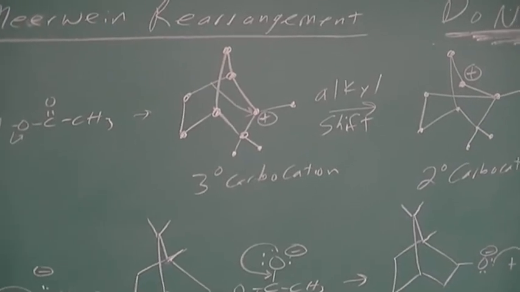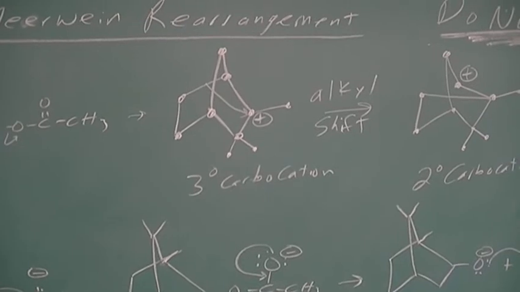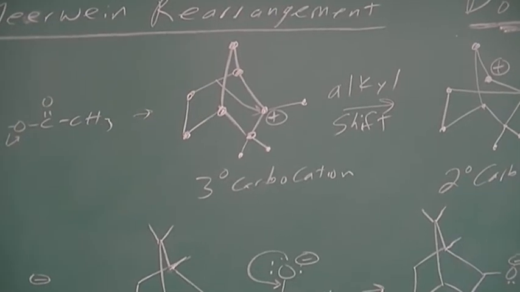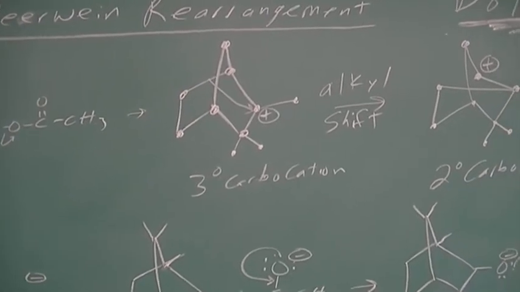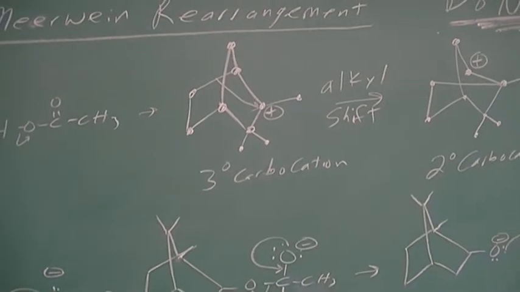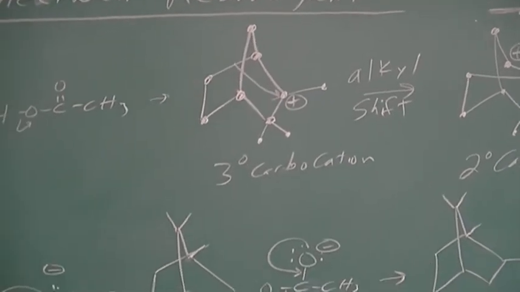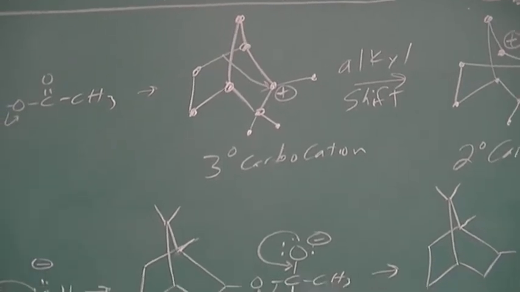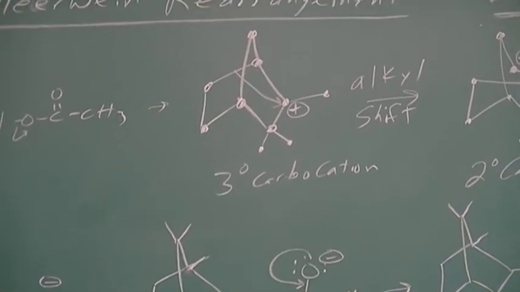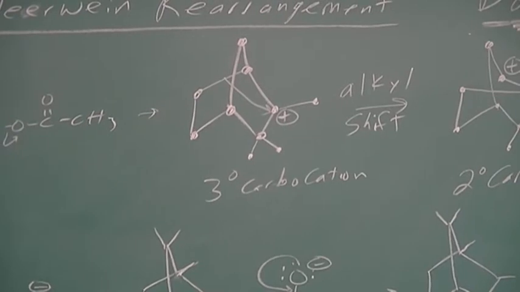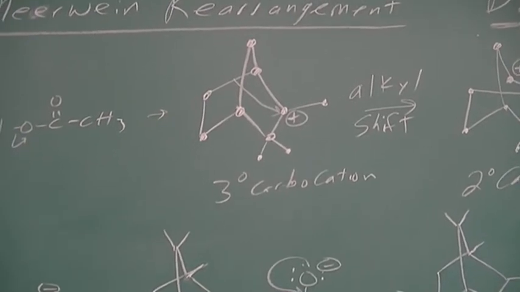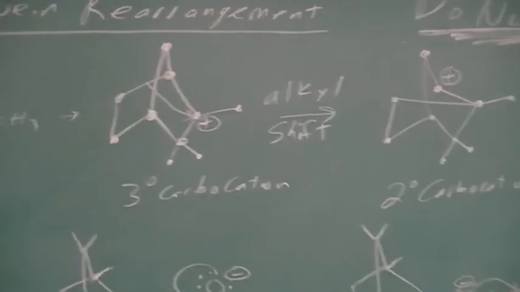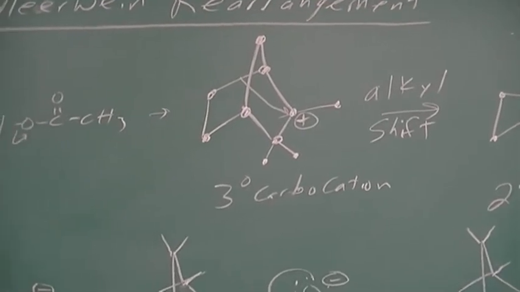All right, now what is very unique about this rearrangement is normally when you have a tertiary carbocation, you do not get any rearrangements. There are two examples of rearrangements occurring with a tertiary carbocation. One is that you can do a shift in order to get a resonance stabilized carbocation. The other case is that you can have a shift which leads to a less sterically hindered carbocation.